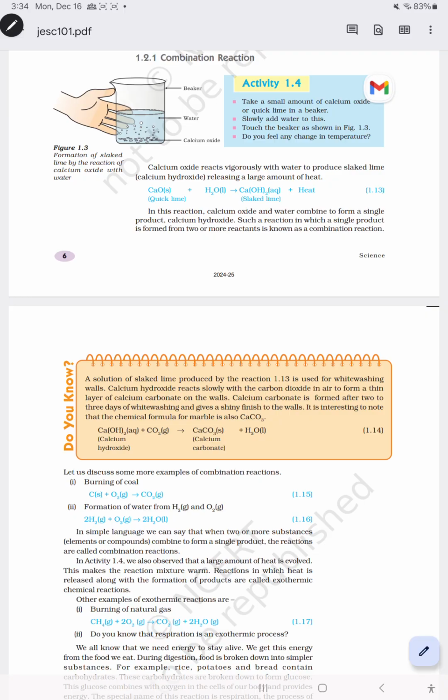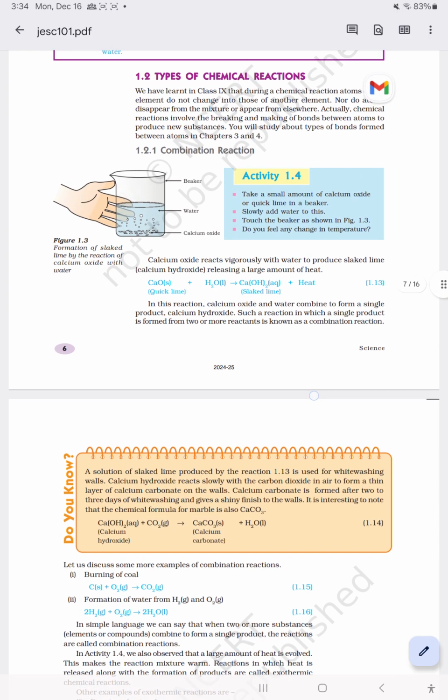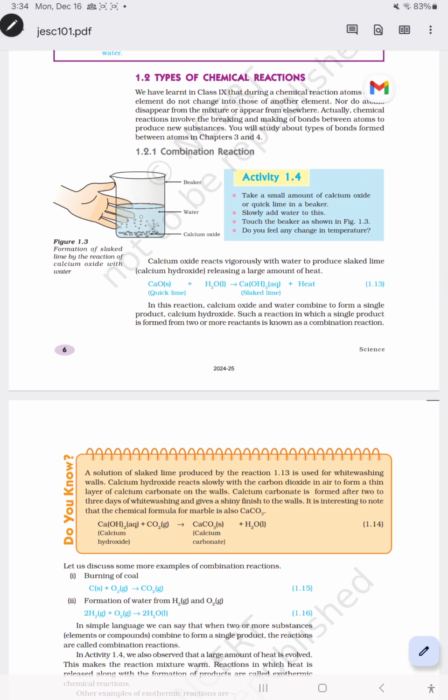Hello children. In today's lecture we are going to learn about different types of chemical reactions. In the previous lecture we started with the types of chemical reactions and we covered combination reaction. Hope you remember what a combination reaction is.